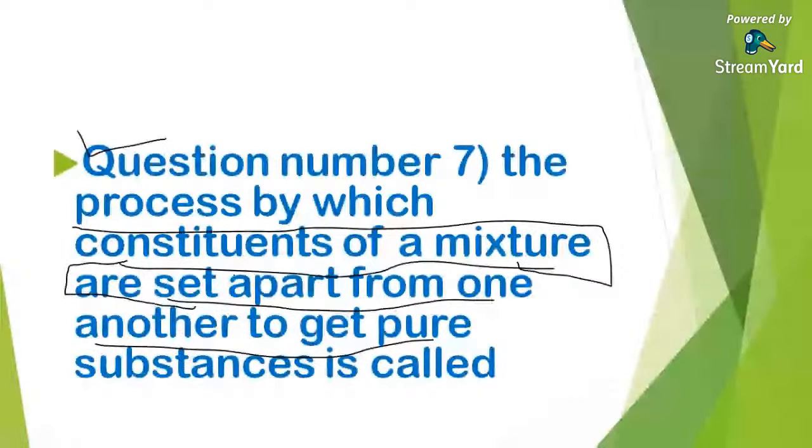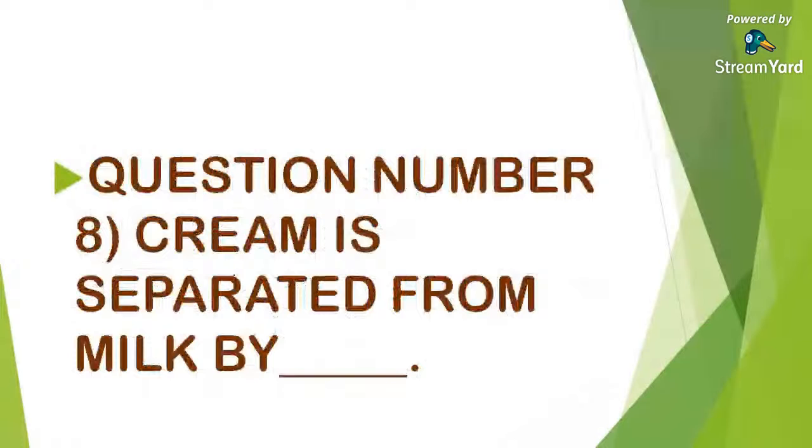Now the next question is question number 8. Cream is separated from milk by which method? There are many methods, like centrifugation, chromatography, and magnetic separation. So here you have to answer by which process cream is separated from milk. And of course, when cream and milk mix together, they form a homogeneous mixture. Homogeneous mixture means what?